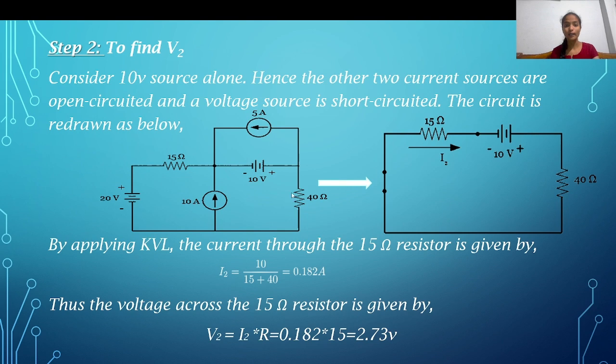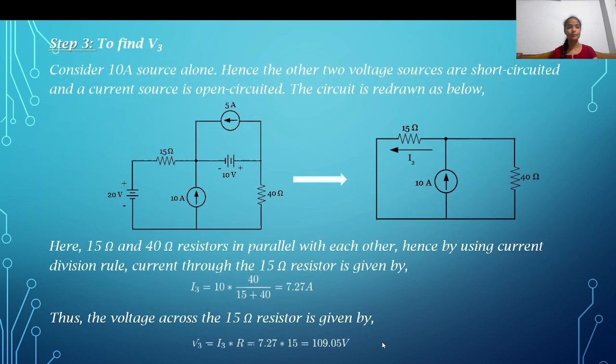Now consider the 10 volt voltage source. The 10 ampere current source and the 5 ampere current source are open circuited, and the 20 volt voltage source is short circuited. Here also the same 15 ohm and 40 ohm resistors are in series. So we can find I2 as 0.182 amperes. Now the voltage across the 15 ohm resistor is given as 2.73 volts.